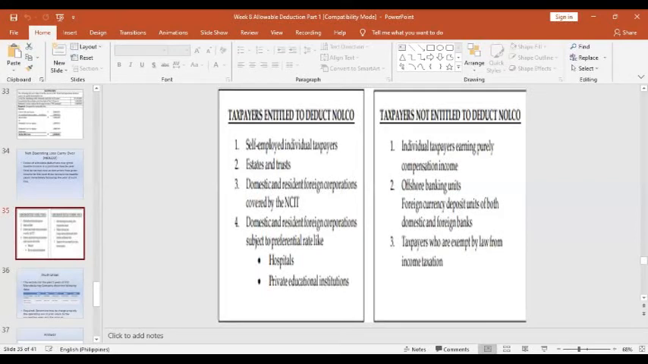Okay, so based on the matrix, there are some taxpayers which are entitled to deduct the NOLCO, and there are some taxpayers which are not allowed to deduct the NOLCO. And what are those allowed? According to NOLCO, if the taxpayer is self-employed and individual taxpayers, the estate and trust, this is a net operating loss carryover that can be deducted. Also domestic and resident foreign corporations covered by the normal corporate income tax, and domestic corporations subject to preferential rates like hospitals and private educational institutions.